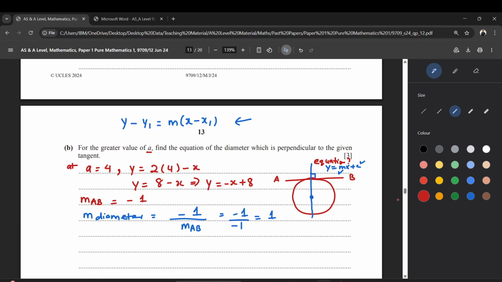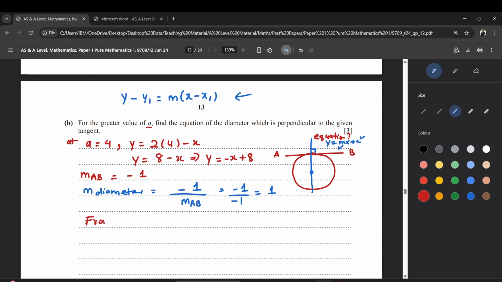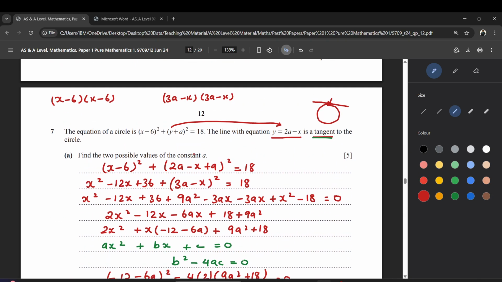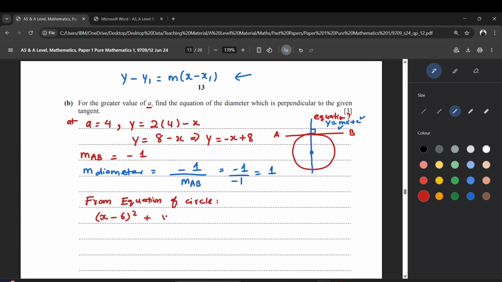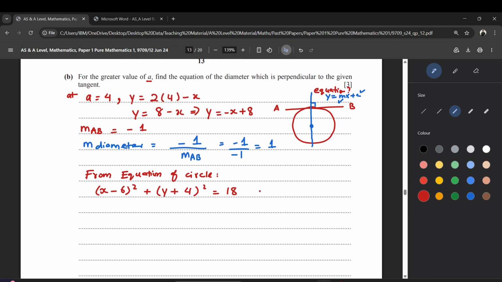So from the equation of circle, which is x minus 6 whole square, plus y plus a square. Okay, a was 4, right? So y plus 4 whole square equals to 18. So that means from this, what can we find out?